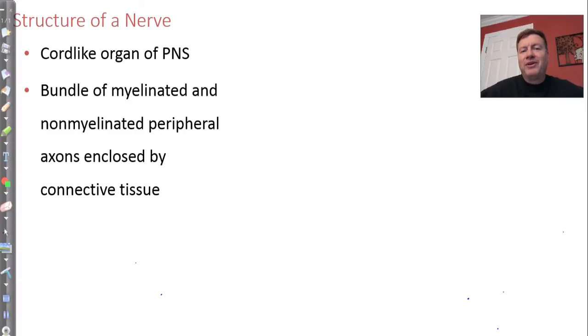We've been talking about how impulses travel through nerves, and we have afferent and efferent nerves. But in reality, we've been talking more about neurons themselves and not about the nerve. A nerve is a cord-like organ of the peripheral nervous system. And again, you think about organs being things like hearts and lungs, but an organ by definition has multiple tissue types, and a nerve does. You're going to find myelinated and unmyelinated peripheral neurons enclosed by a connective tissue.